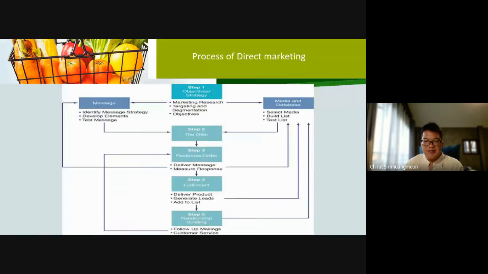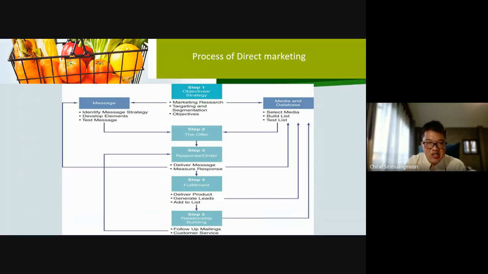So what is the process of direct marketing? At first, you need to know the objectives. In this case, you need to do targeting and segmentation, and also define the objectives of the direct marketing. Then you develop a message that is suitable for your consumers. Then don't forget to test the message. At the same time, you select the media and database. You have the database of consumers and you send the media to them.